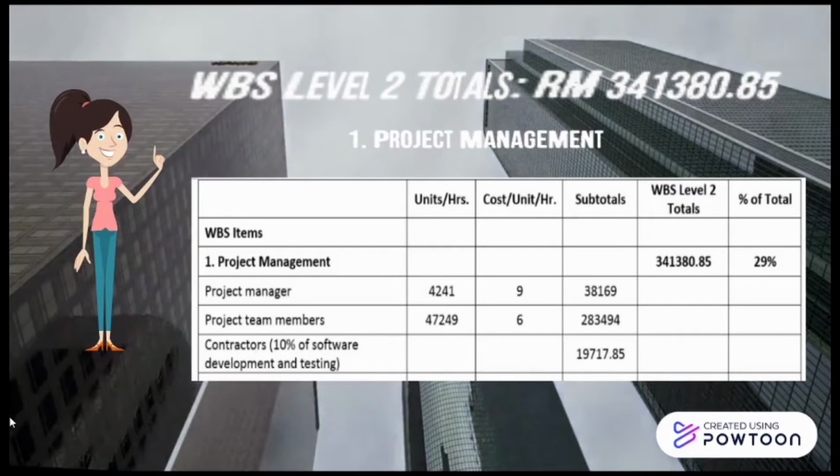Second, project team members, which is we have 21 staff that works only 251 days per year and total 47,249 hours after times with 9 hours per day. Salary that they will be paid is 6 ringgit per day. After calculating the first part, that is project management, we get 341,380 ringgit for WBS total.